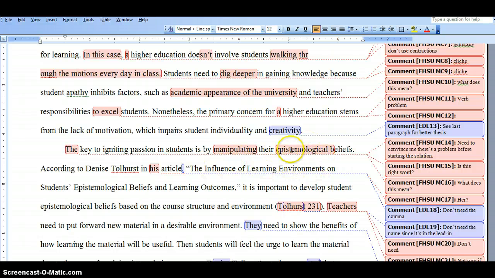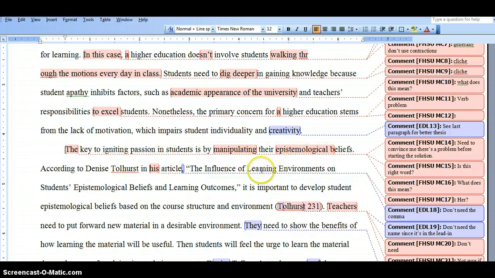And then, as several people in class talked about, epistemological, what is that? What does that mean? It runs throughout the essay, so I think it's very important to define that for the reader, and for the author's benefit. Make sure you know what that means.